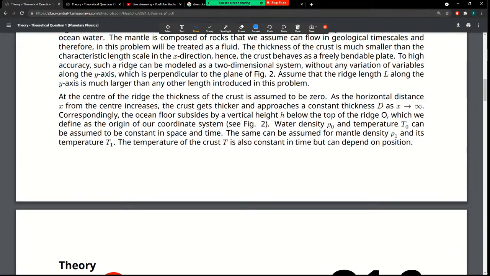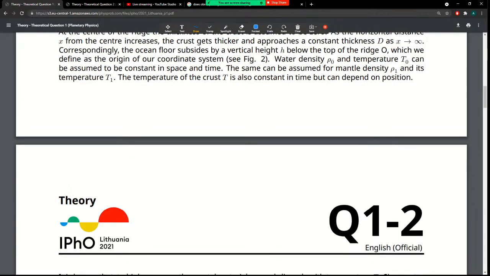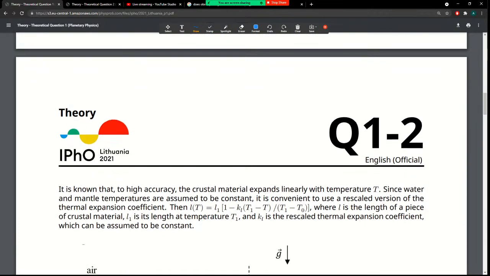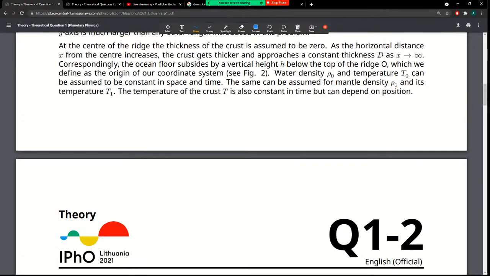Correspondingly, the ocean floor subsides by a vertical height h above the top of the ridge. Water density rho naught and temperature T naught can be assumed to be constant in space and time. The same can be assumed for mantle density rho 1 and its temperature T1. The temperature of the crust T is also constant in time but dependent on position. Okay, so like at some point Z will be constant.